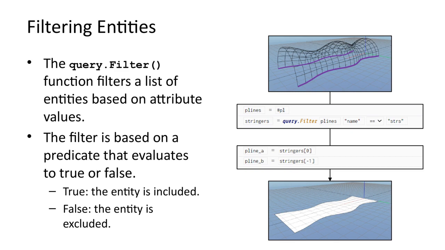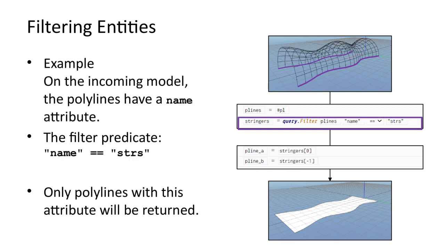The function actually returns all the stringers. The other two lines of code then extract the first and last of the stringers. In the example, the code first gets all the polylines in the model. It then filters this list using a predicate to check the value of an attribute. In this case, the name of the attribute is name.